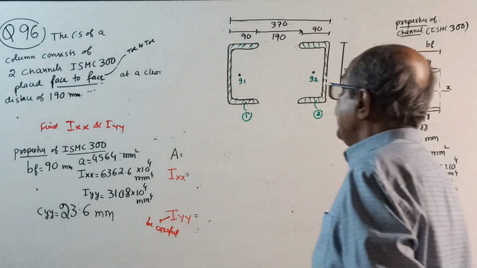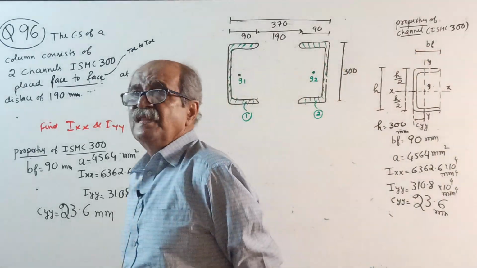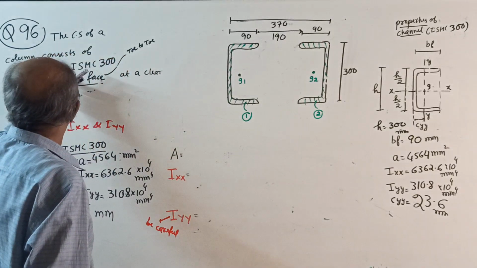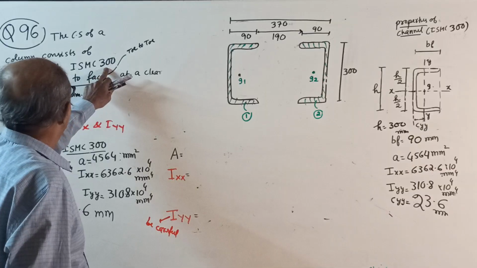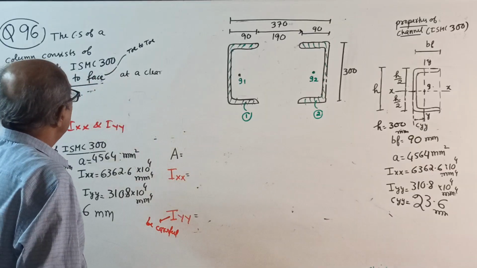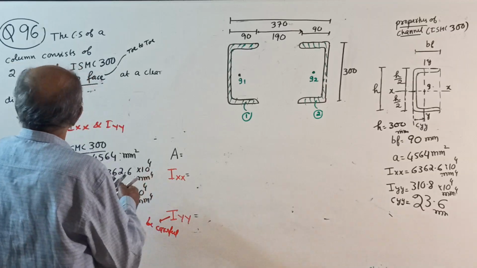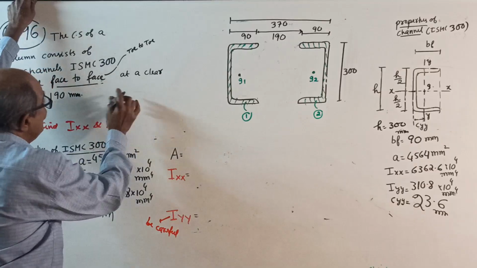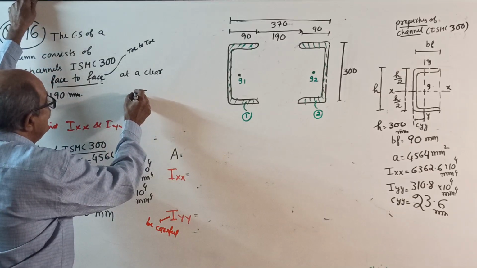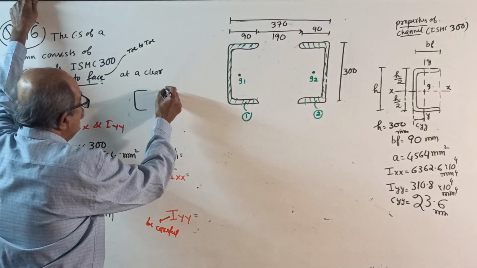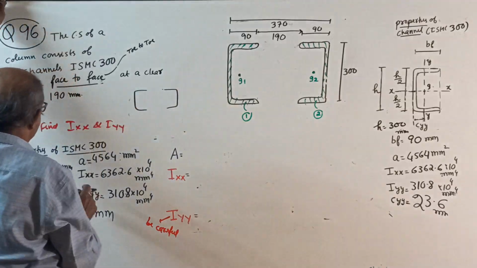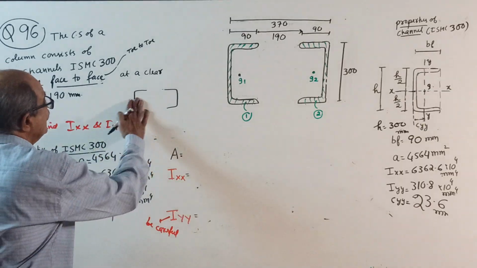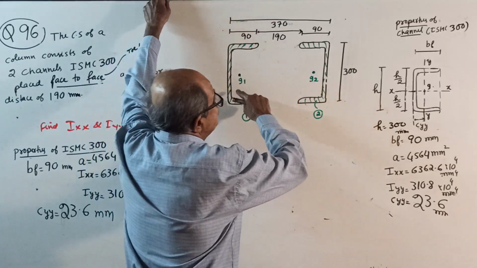Question number 96. The cross section of a column consists of 2 channels ISMC 300 placed face to face at a clear distance of 190 millimeter. Sometimes they will tell you as shown in figure, 1 channel here, 1 channel here, a line diagram. Find IXX, IYY. Properties are given. Draw a neat sketch here.